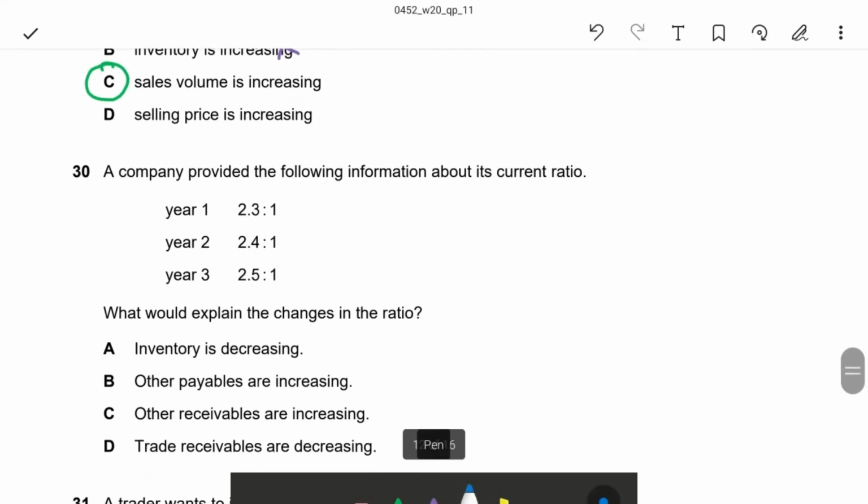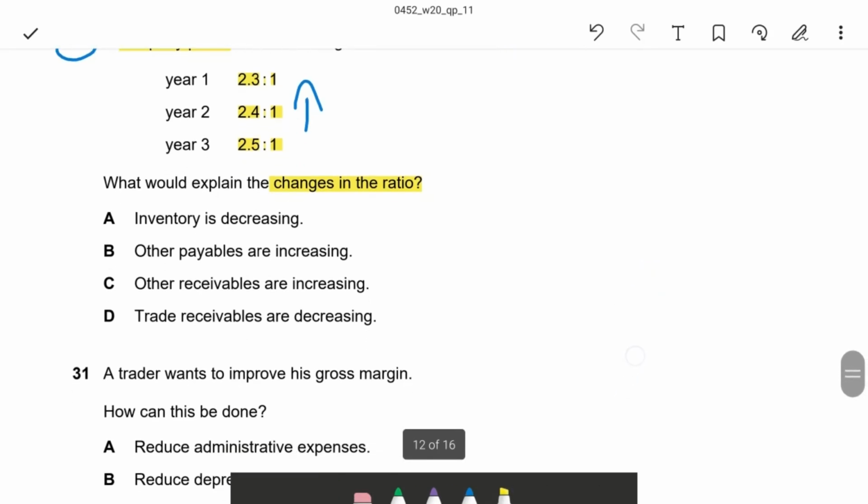Question number 30. A company provided the following information about the current ratio: 2.4, 2.3, 2.4, 2.5. Current ratio is increasing. Current ratio increase means either current assets increasing or current liabilities decreasing. Current assets divided by current liabilities. So the options are given. What would explain the changes? Maybe current assets increase or current liabilities decrease.